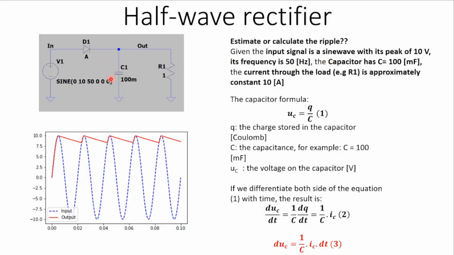We are also given that the capacitor is 100 millifarad, and the current going through R1, the load, is approximately constant at 10 ampere. So if the load is 1 ohm, the capacitor is 100 millifarad, the diode is ideal, and the signal is given as here, then the current going through this load is a constant 10 ampere. And how could we calculate that kind of ripple?